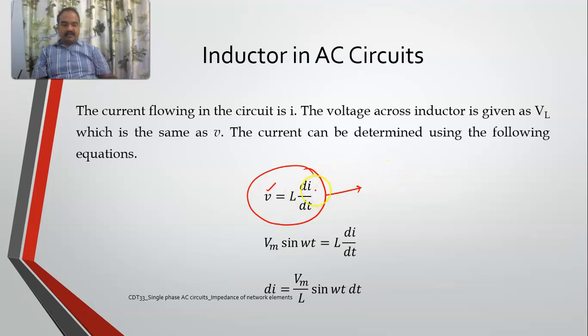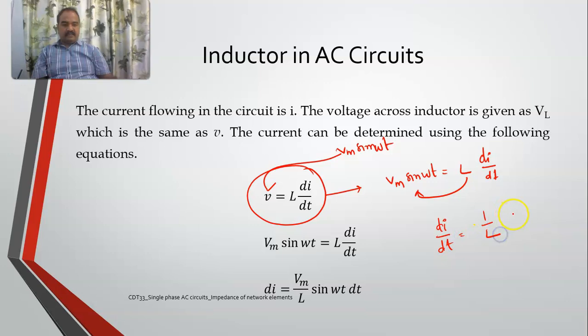V can be replaced by Vm sin omega t. So I am writing Vm sin omega t is equal to L di by dt. Now you bring L to this side, so what I'll get is di by dt is equal to 1 by L Vm sin omega t. If I want I, what I should do is integrate this entire term.